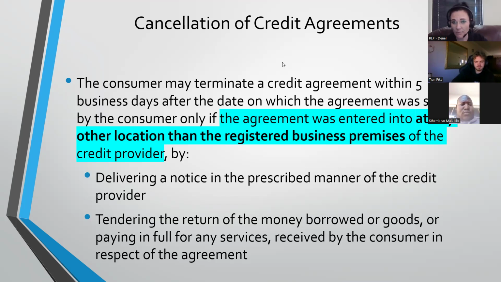You sure? Okay, so basically, if the cooling off period applies, it means that the client entered into the agreement at any location other than the registered business premises, and they have 5 days to back out, to cancel or rescind the agreement. Then how do they notify the credit provider? By delivering a notice in the prescribed manner to inform them that they are planning to back out. Then they have to return the money borrowed or goods, or pay in full for any services that they received from the consumer in respect of the agreement.